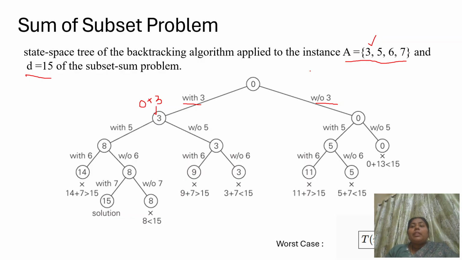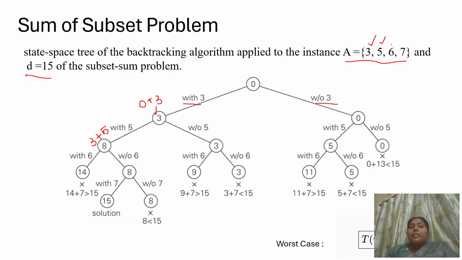What is the next element here? 5 is the next element. I am going to include 5. So with 5, what is 3 plus 5? That is equal to 8. 8 is less than 9 only, so there is a chance of finding the solution again. So I am going with that one. What is the next one? Here we have 8.